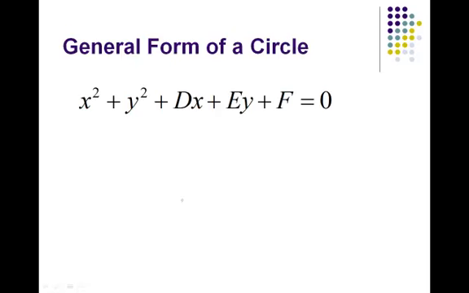General form of a circle: x squared plus y squared plus dx plus ey plus f equals 0. You can see that there are no coefficients on the x squared and y squared, so we're going to assume they are 1. If we had different coefficients here, we would get an ellipse, not a circle.